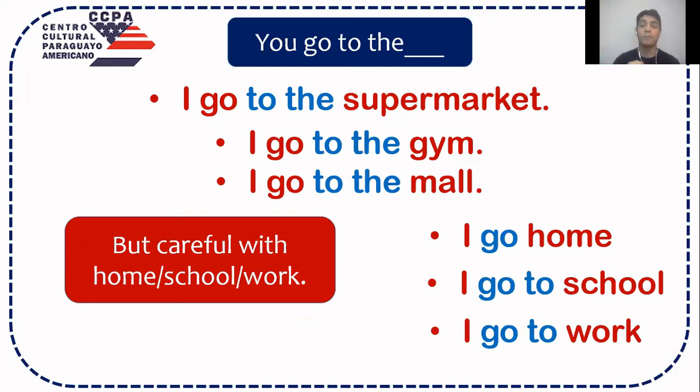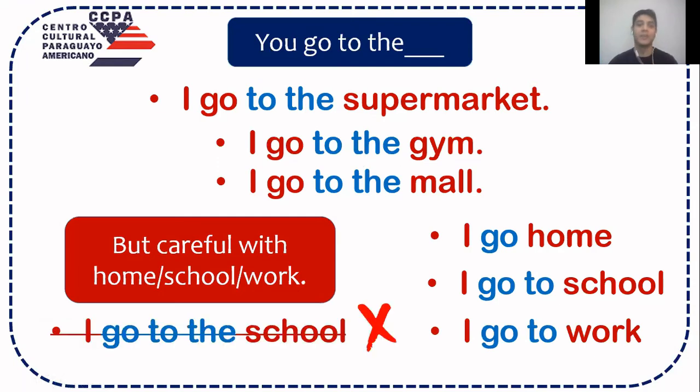Okay? So let's repeat one more time. Go home, go to school, go to work. Go home, go to school, go to work. So "go to" is for school and work, and only "go" is for home. Let me know if you understand it. For the rest of the places we say "go to the." Okay? Good. So it's incorrect to say "I go to the school." It's only "I go to school."